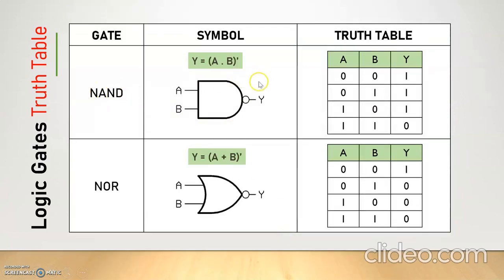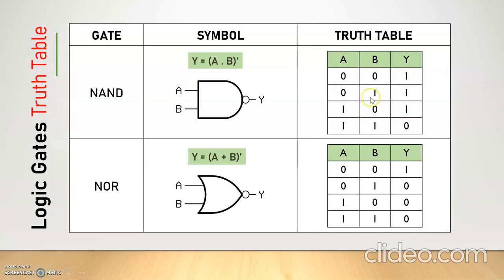For NAND gates, we still have 2 inputs. We have 4 rows, 2 to the power of 2, and the output now will reverse the AND output, because NAND is NOT AND. So for 0 0, 0 AND 0 will produce 0, but now it is NOT AND. NOT 0 is 1.